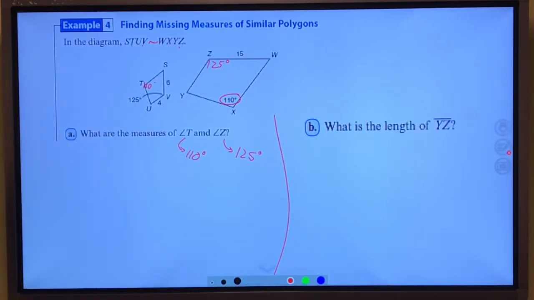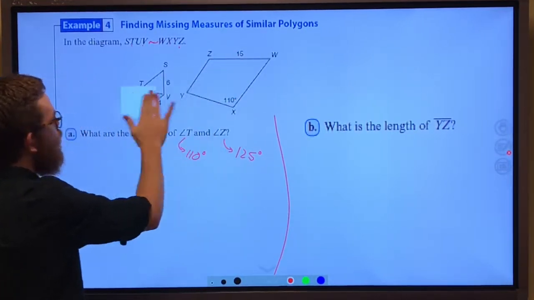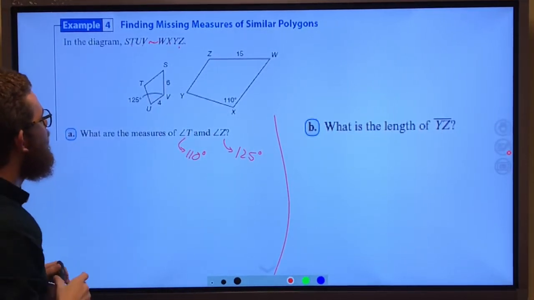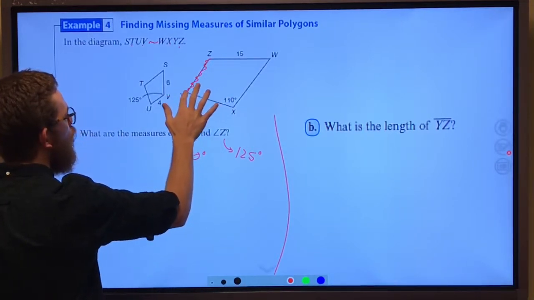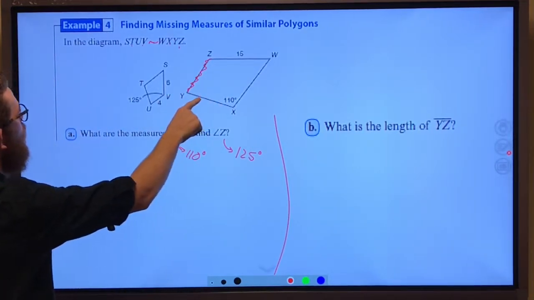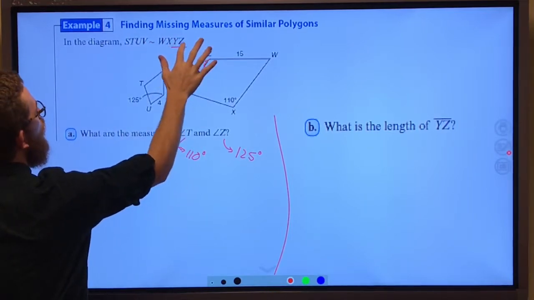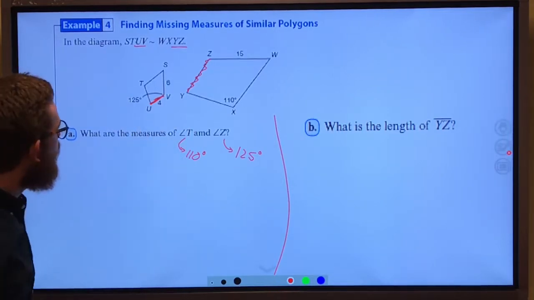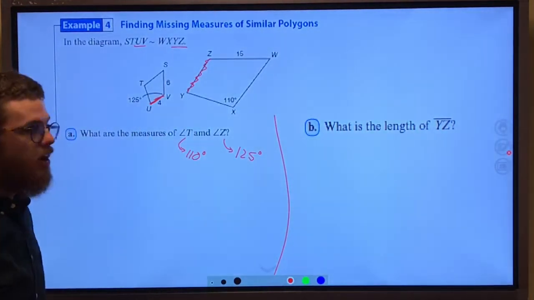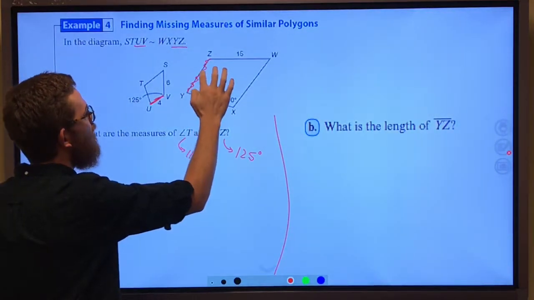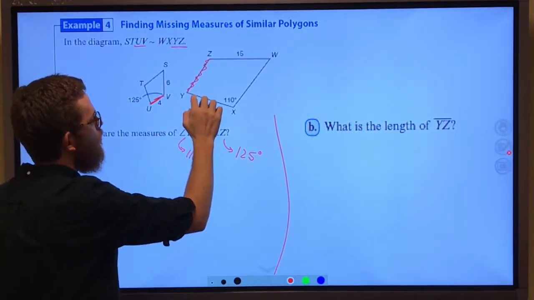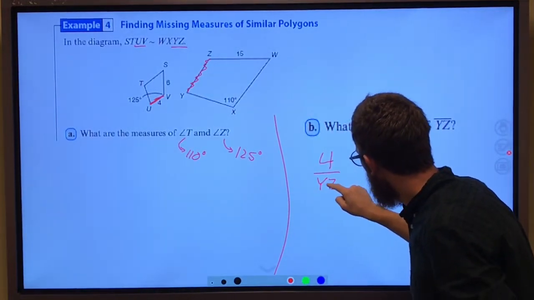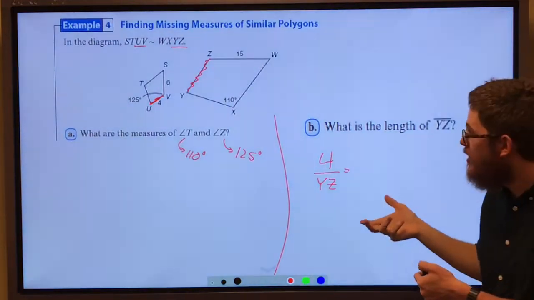What is the length of YZ? So I'm going to clear out this angle stuff. I want to find the length of YZ. Well, YZ corresponds to UV. So looking over here, UV I know has a length of 4. So if I let YZ be, well, I'll just let it be YZ. 4 is to YZ, but we need something to compare this to.